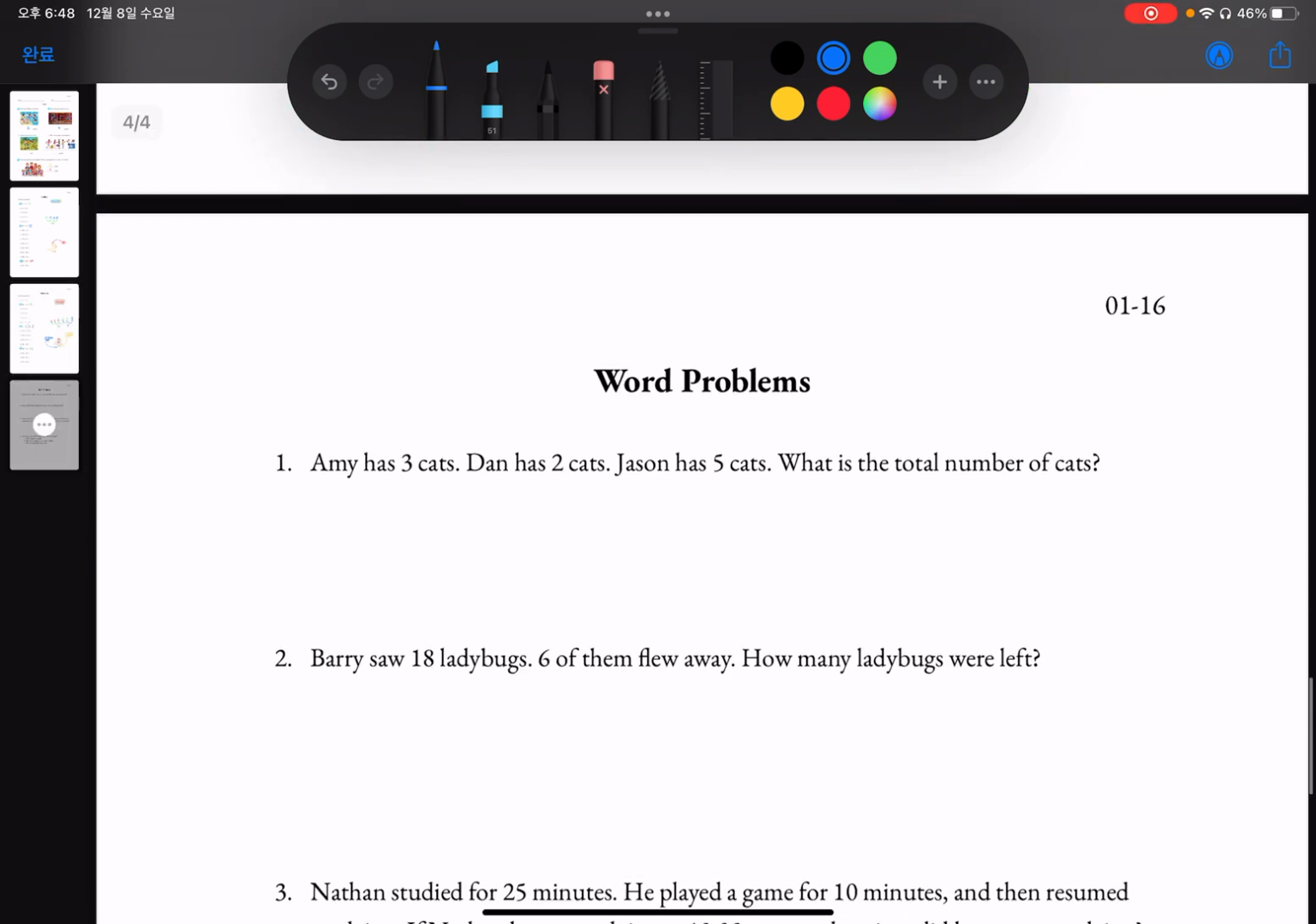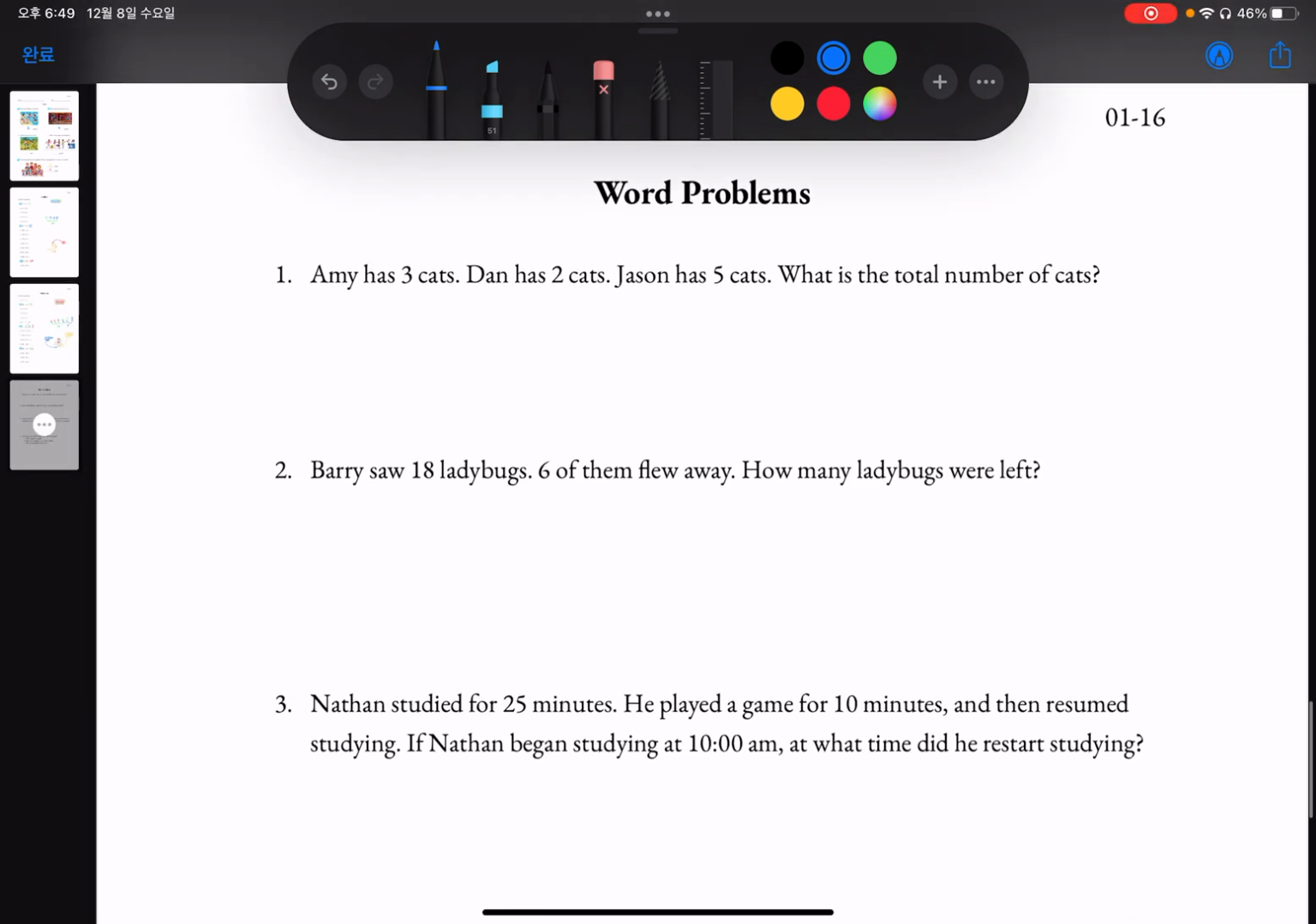Now let's move on to the last section, which is word problems. I'll be doing number 1. They're all addition and subtraction problems, so it shouldn't be that hard. Amy has 3 cats. Dan has 2 cats. Jason has 5 cats. What is the total number of cats? So, because it's asking for the total number of cats, we have to add.